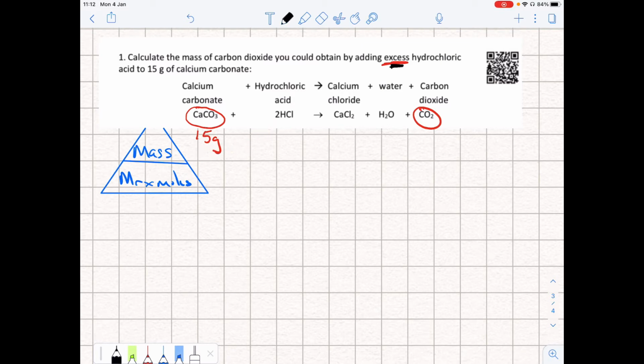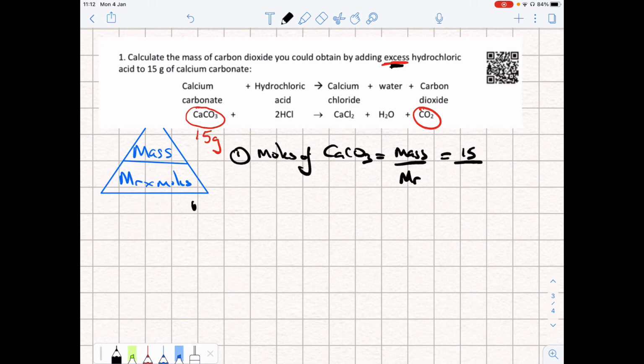Right, onto the calculation. My first job is I've got 15 grams of calcium carbonate, and what I want to do here is convert that into moles. I want to know how many moles I have. So the first job is moles of calcium carbonate. According to the triangle, the moles is going to be the mass divided by the Mr for calcium carbonate. The mass is 15 from the question.